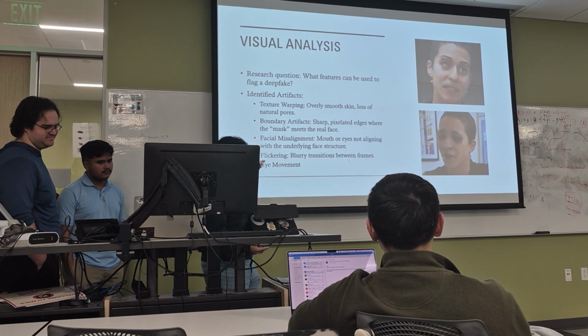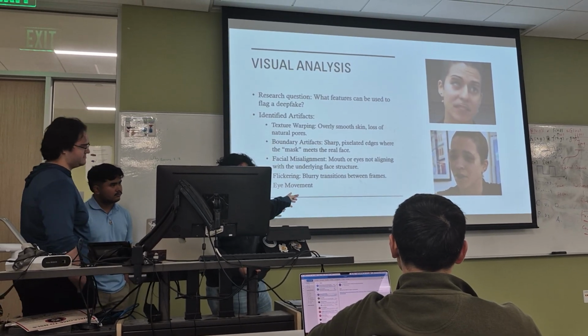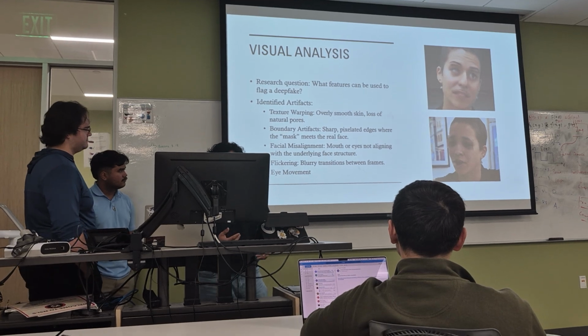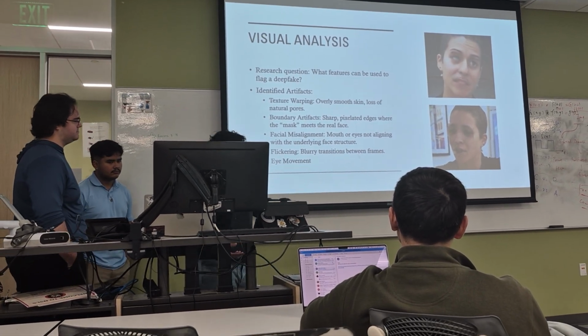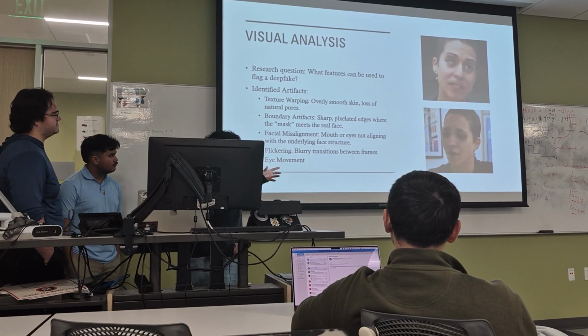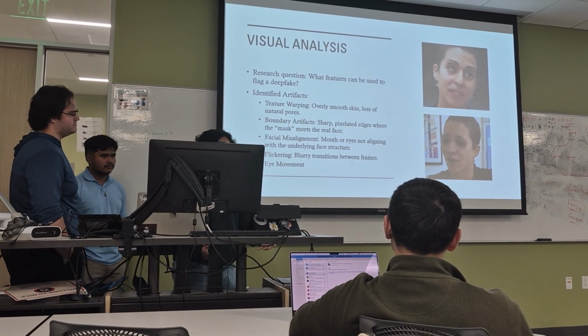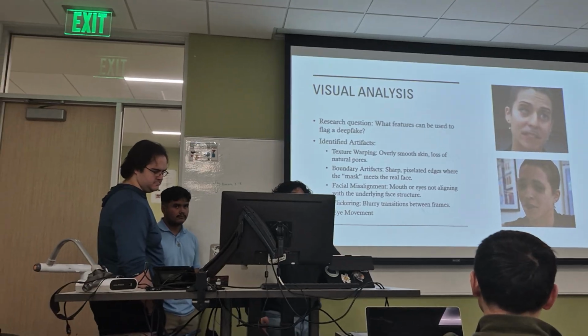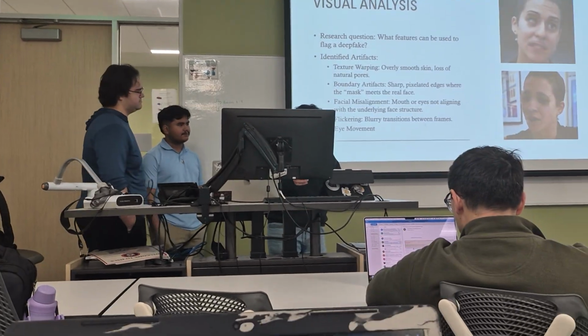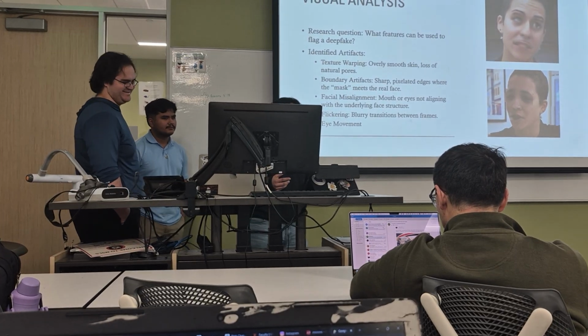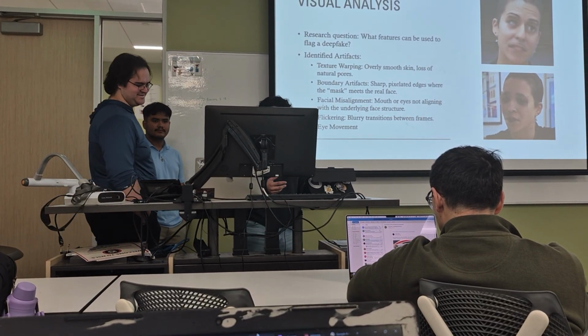Flickering, this is more of a temporal thing, so between frames you would notice it. We can't really see it here. And then the way the eye moves is a big indicator. For a lot of the deepfake videos we put into the model, the eyes would be one of the biggest indicators we'd be able to see.